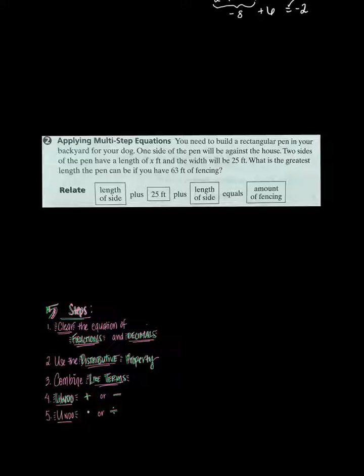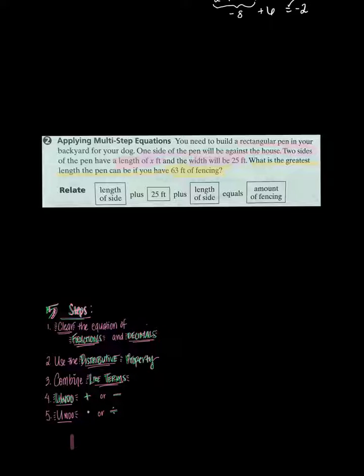Let's look at this word problem at the top of page 33, where you have to apply the basic multi-step equation. Let's see what this is saying here. I need to build a rectangular pen in my backyard for my dog. One side of the pen will be against the house. 2 sides of the pen have a length of x feet, and the width will be 25 feet. What is the greatest length the pen can be if you have 63 feet of fencing?